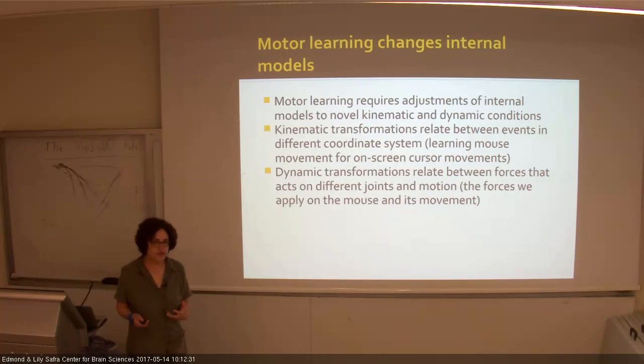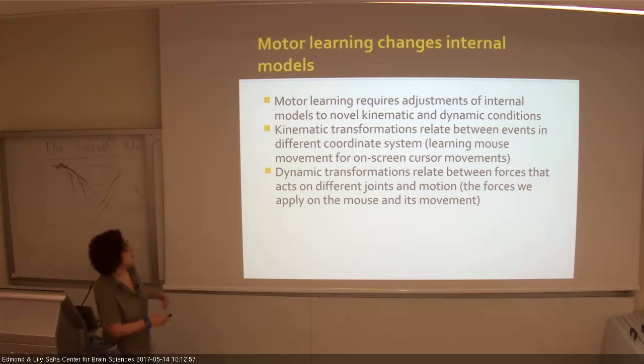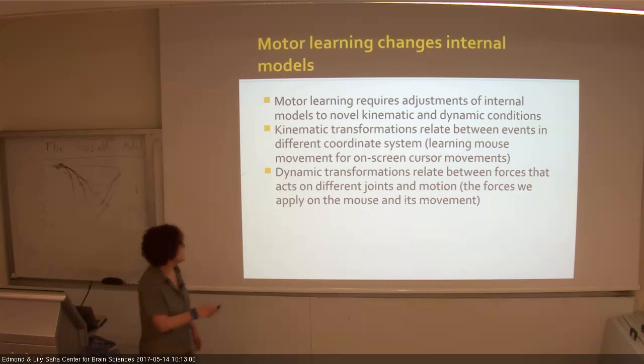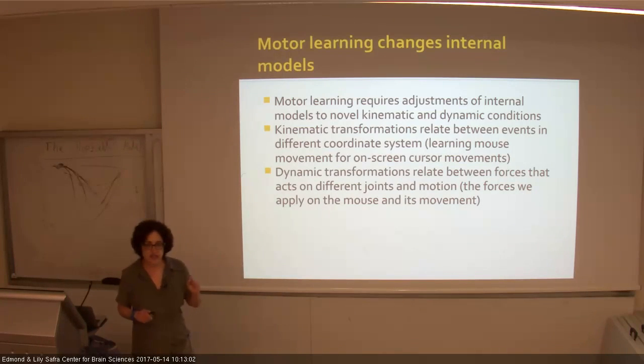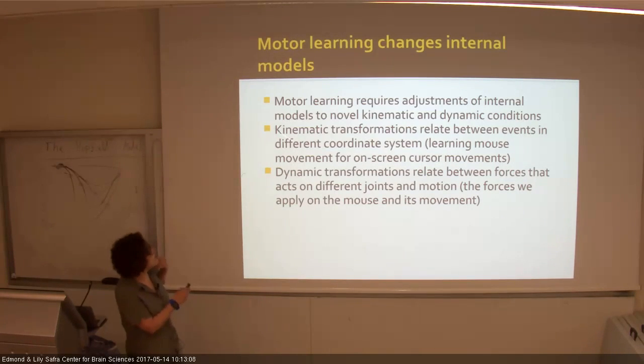Because motor learning in itself changes our internal models, okay? Because we need to adjust to novel kinematic and dynamic conditions. A kinematic transformation relates between events in different coordinate systems, like learning mouse movement for on-screen cursor movements. And a dynamic transformation relates between forces that act on different joints. So the forces we apply. So we can learn kinematic transformations and dynamic transformations.